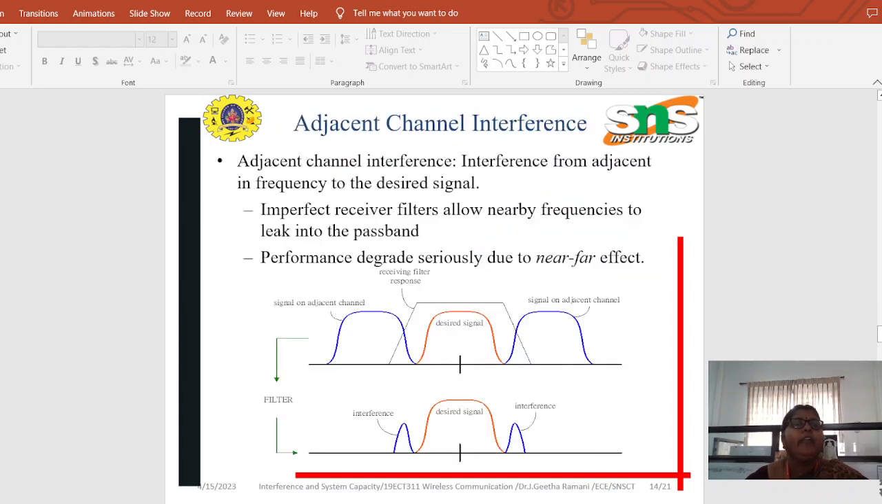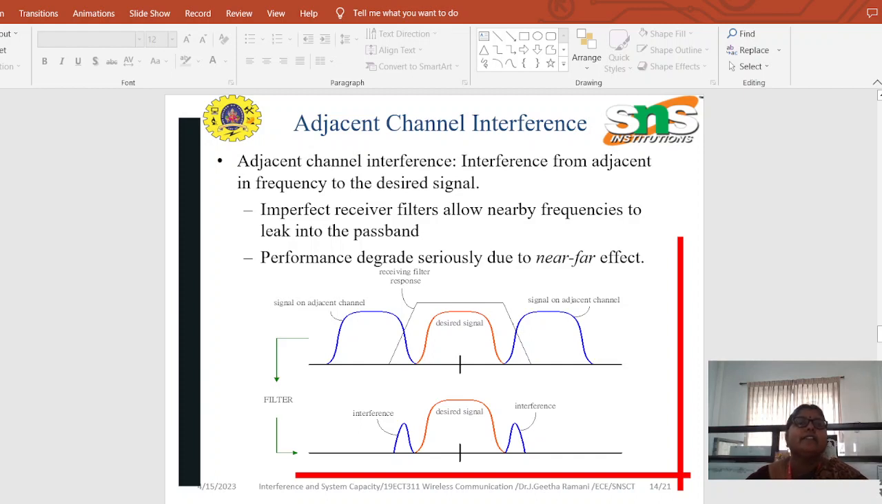Next we move on to adjacent channel interference. Adjacent channel interference is nothing but interference caused by signals adjacent in frequency to the desired signal. That is, nearest frequency bands interfere with each other. That is called adjacent channel interference. This is mainly caused by imperfect receiver filters, which allow nearby frequencies to leak into the passband, and due to this, performance may be seriously degraded due to the near-far effect.